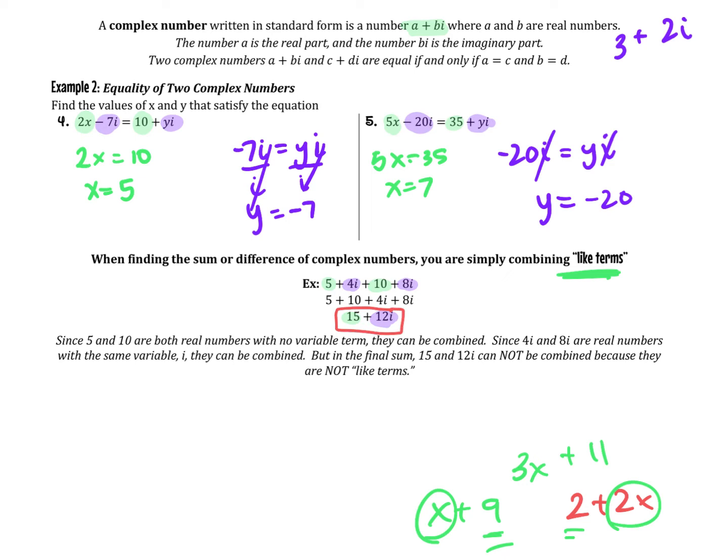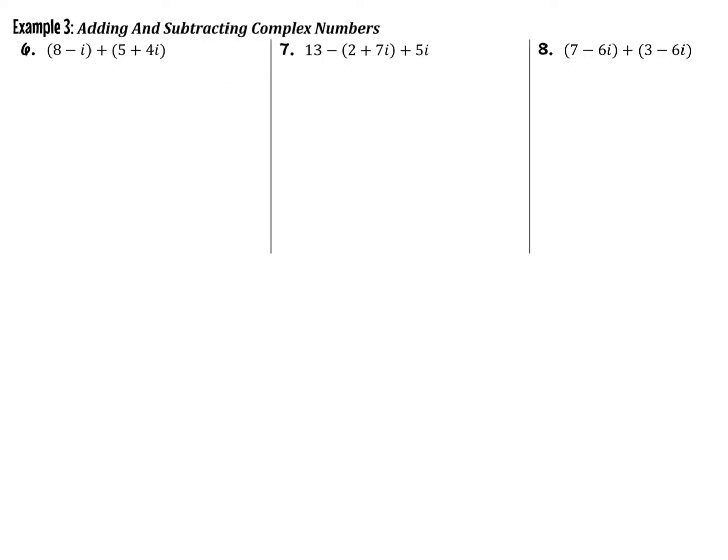We can't combine that to be 27i because 15 and 12i aren't like terms. One of them is an imaginary term and the other one is a real term. So keeping that idea in mind, we can treat imaginary numbers almost the same way we did polynomials when we're thinking about this in terms of operations. So let's look at a few more examples where we're adding and subtracting, and then we'll move on to multiplication.